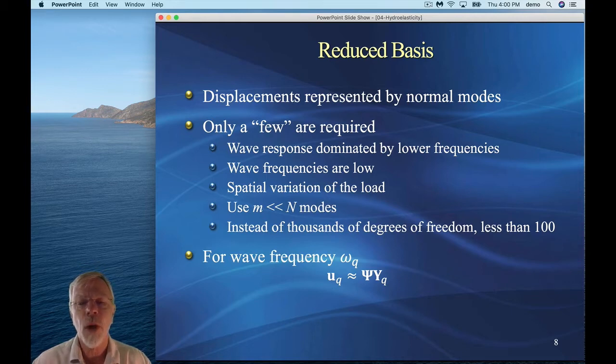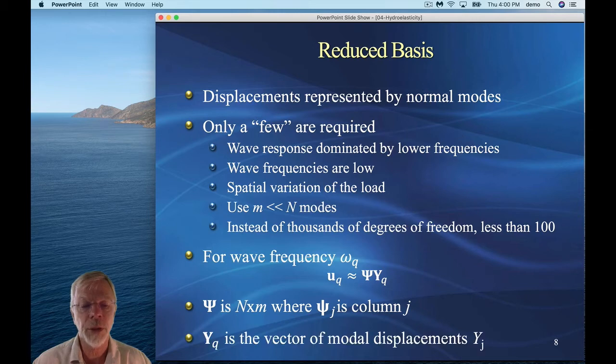So for the wave frequency omega, we can write the nodal displacements u as approximately equal to psi y. And it's approximately equal to this because we're not using all of the mode shapes. So psi is an N by M matrix, where psi_j is column j, and so we're only using M modes, so we only have M columns. Similarly, y is the vector of modal displacements y_j, and there's only M of those.